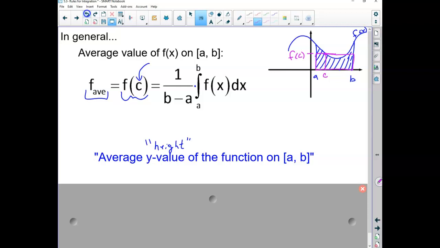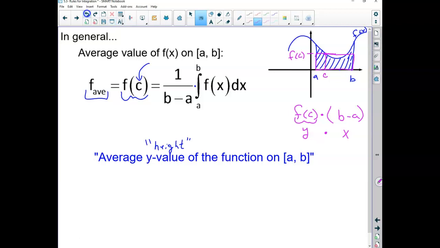So if I took that f of c value, and I took that f of c value times, because remember that's a y value, times my b minus a value, that's my x. If I take that y times that x, I get the exact same area that I have underneath the curve. It's just placing it into one rectangle, okay?